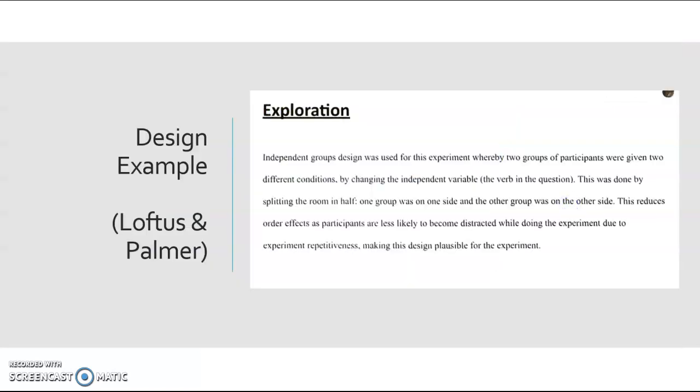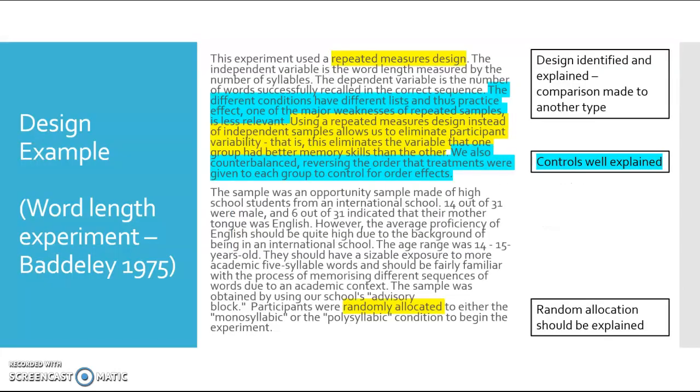Just looking at the Loftus and Palmer example that I gave to you, you can see the difference. This one is very, very brief. They've said that they used independent group design, but they haven't said why. They haven't said why they chose to do that rather than repeated measures, for example. So you can see that one would be far, far too brief. You would need to include the level of detail of explanation that we can see in this example instead.